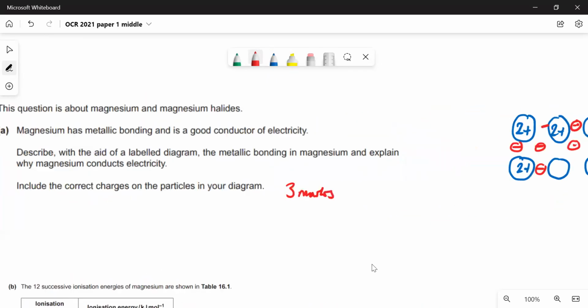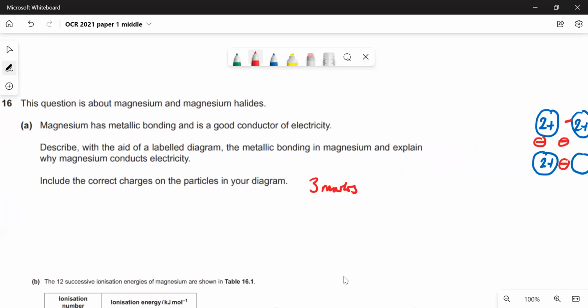Explain why it conducts electricity. Well, it's the attraction of the positive ions for the negative delocalized electrons that's holding the whole thing together. And it conducts electricity because you have delocalized electrons which can move. Okay, that would get you 3 marks there.